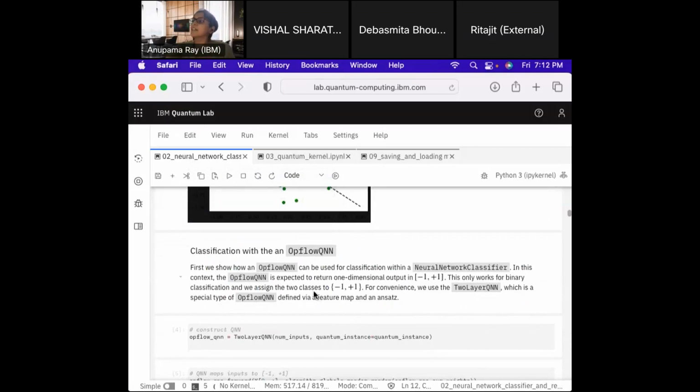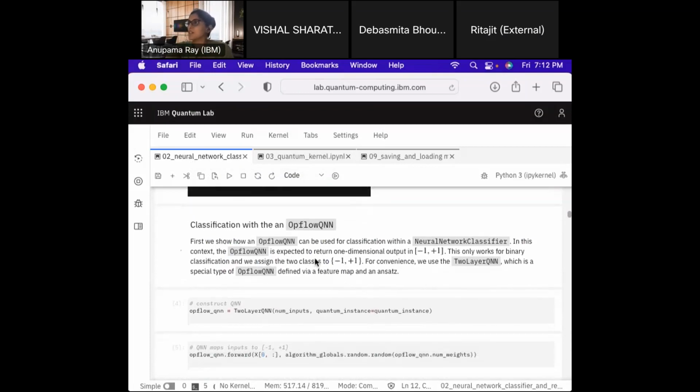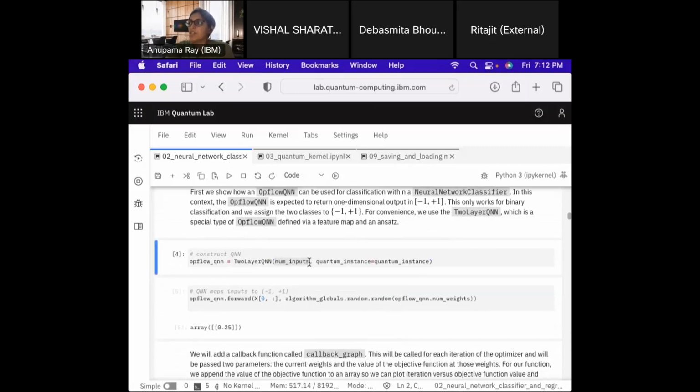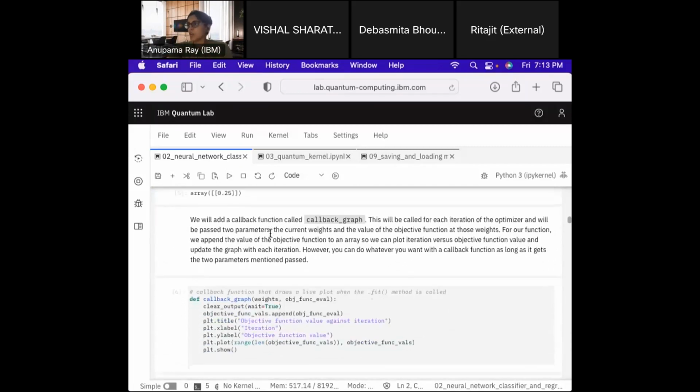So here you're saying that you have two classes, +1 and -1, and you're using a couple of functions, which are opflow QNN and two-layer QNN, wherein the feature map is defined and an ansatz is predefined. If you give the number of inputs and which quantum instance or quantum backend you want to work with, it is going to create the circuit on its own. You can also create these parameterized quantum circuits yourself without using these Qiskit functions. I'm just calling it out.